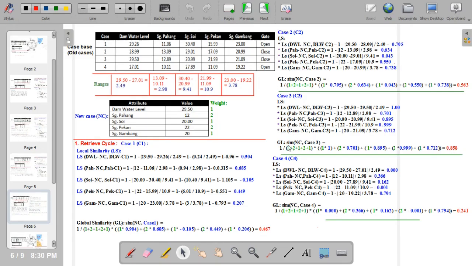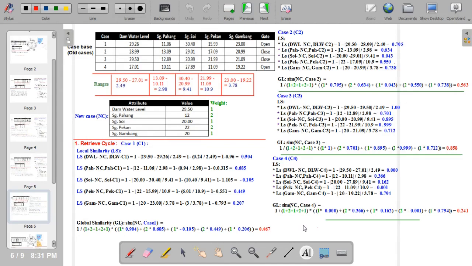For case 3, after we calculate the local and global similarity, it has been found that the new case is similar to case 3 with a similarity degree of 0.858, and for the fourth case, we have found the new case is similar to the fourth case with a similarity degree of 0.241.